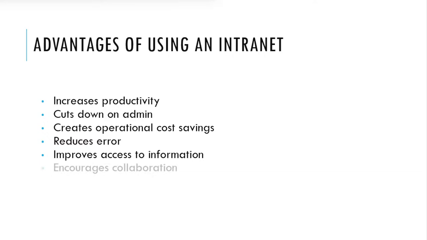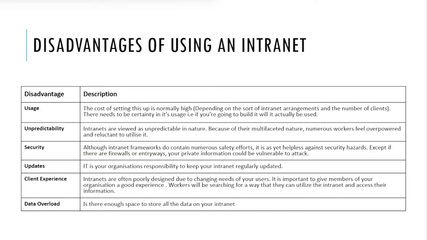Also, it improves access to information. That one should be self-explanatory. It encourages collaboration between colleagues, and it also enables crisis communication. So if something goes wrong, it allows fast, efficient, and secure communication throughout your network. So there are some of the advantages that I came up with. Now, Mohsin talked about cost there. So what are the disadvantages of using an intranet?